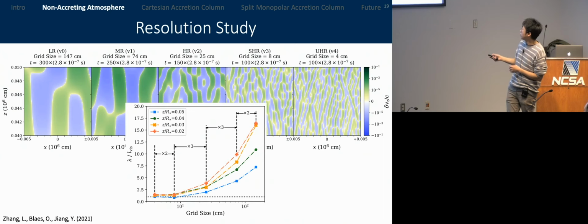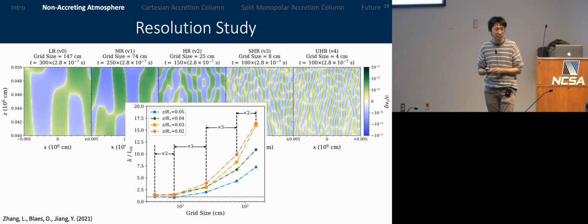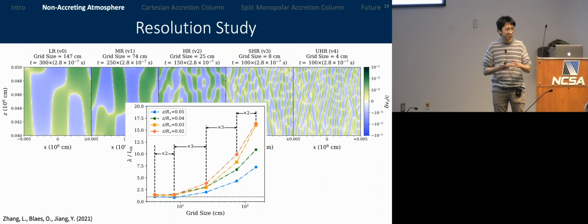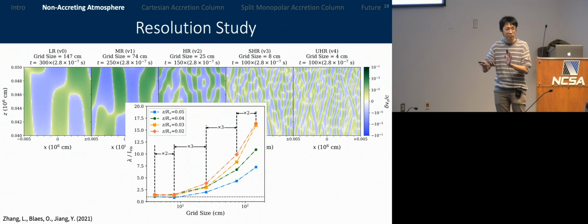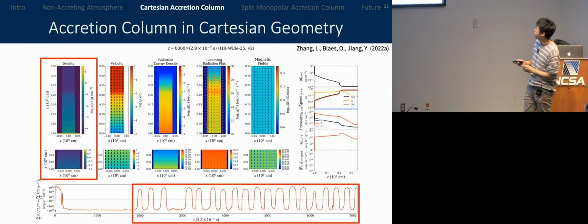And it turns out you need your grid size near 10 centimeters to resolve the whole system. And the neutron star radius is 10 to the 6. Therefore, it's always impossible if you want to resolve the true system. But anyway, what we can do is try to increase our resolution as high as possible and just do the resolution study and see how that affects our dynamics. Okay, so this is the real business.